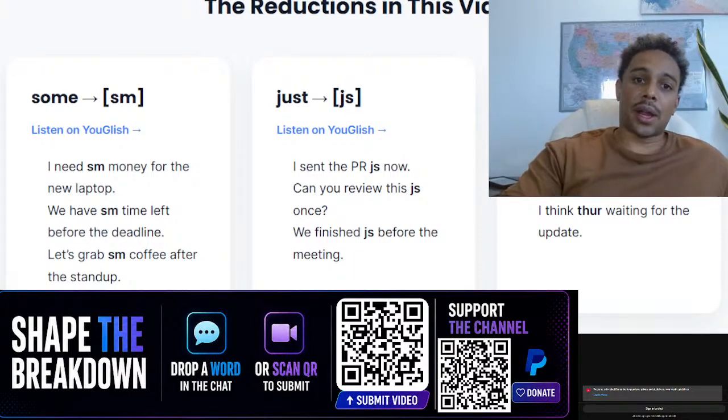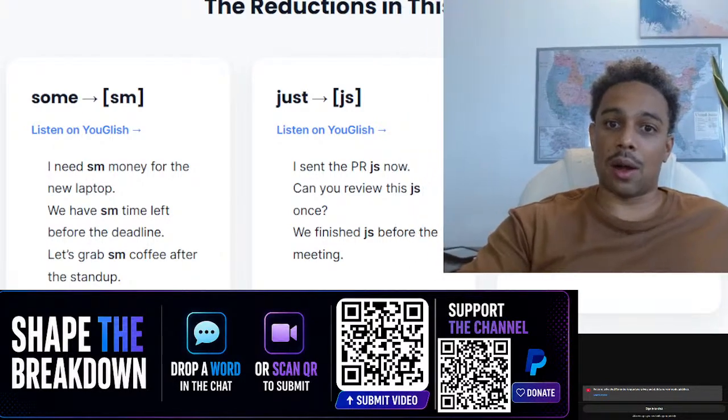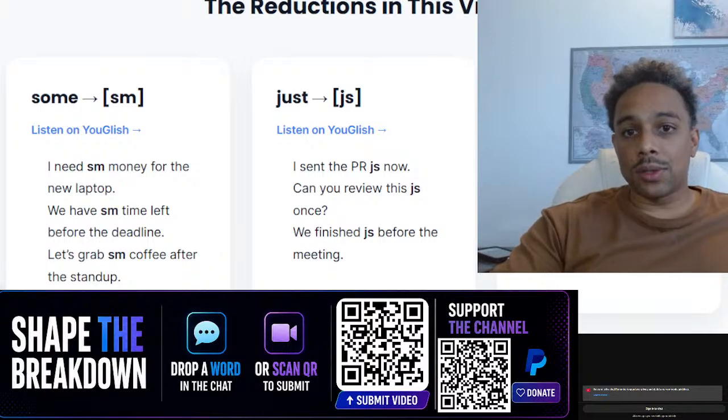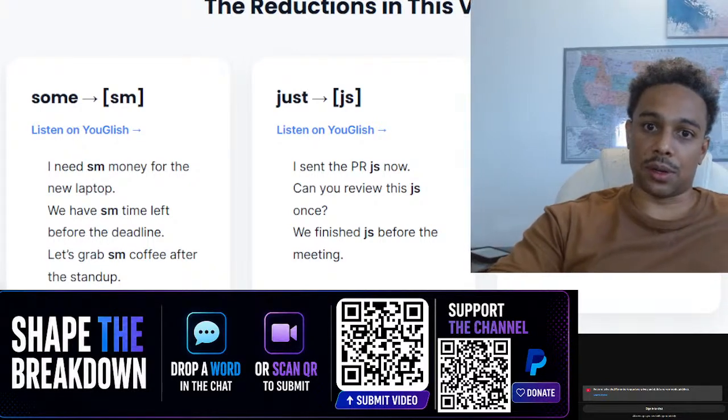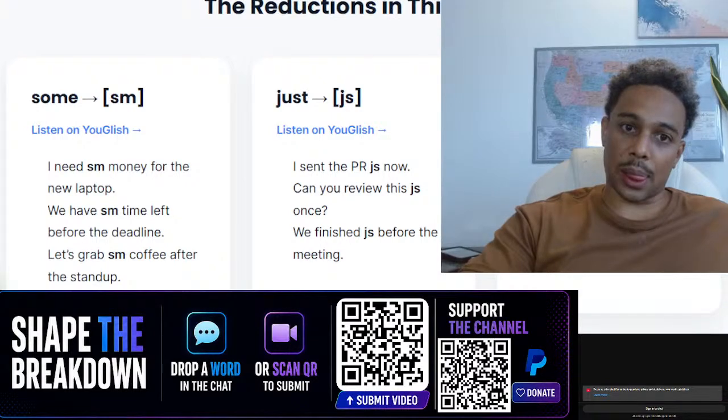So in this case here, we have the word some. Right? This is a super useful word. Everybody uses this. It's helpful, talking about quantity or how much. And most of the time, it's a function word. It can be a content word, and we'll talk about that in just a second.